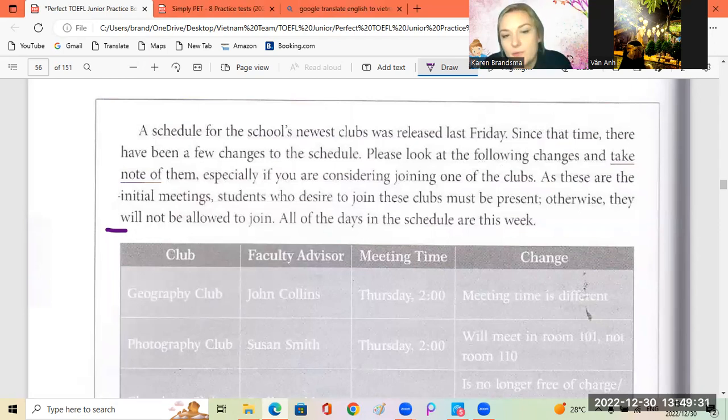A schedule for the school's linguist club was released last Friday. Since that time, there have been a few changes to the schedule. Please look at the following changes and take note of them, especially if you are considering joining one of the clubs.